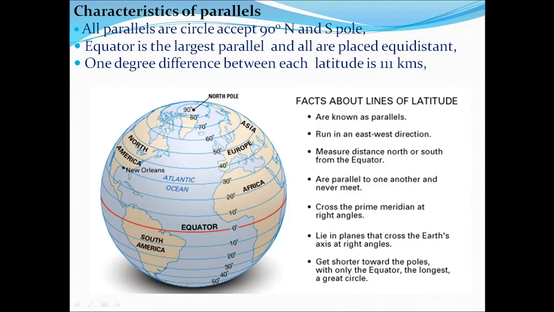Now we learned some facts about the lines of latitude. They are also known as parallels because they are parallel to each other or equidistant. Latitudes run in an east to west direction. They measure the distance north or south of the equator. All parallels never cut or intersect. They cross the prime meridian at a right angle. They lie in the plane that crosses the earth's axis at a right angle. They get shorter towards the pole, and the equator is the longest great circle.